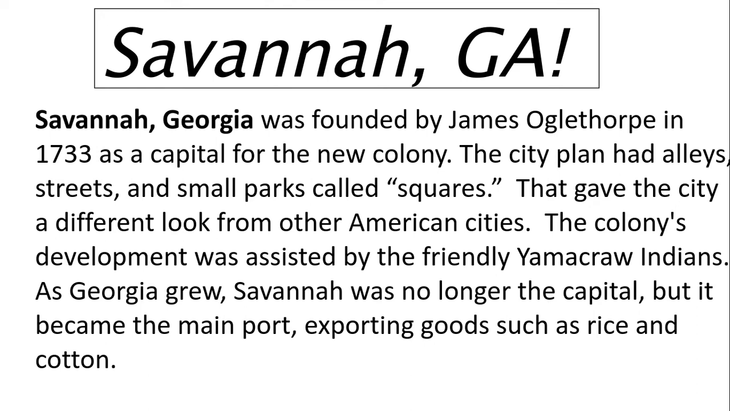I mean, think about Jamestown. There weren't city squares there. It was a fortress. It was pretty condensed. The colony's new development was assisted by the friendly Yamacraw Indians, so they were not hostile towards the Native Americans like the Jamestown settlers and the Powhatan Indians were hostile towards each other. And as Georgia grew over time, Savannah was no longer the capital, but it became a main port, and it still is today.